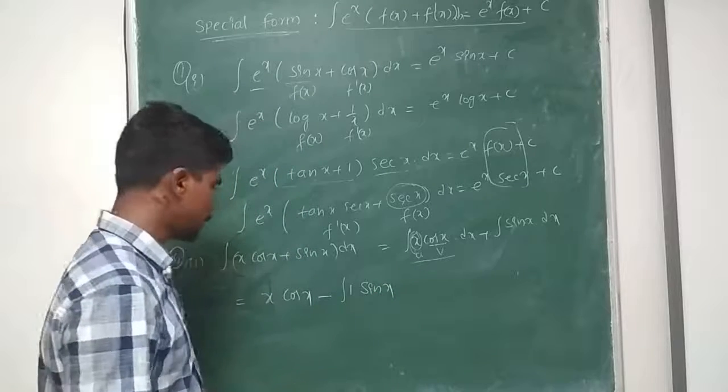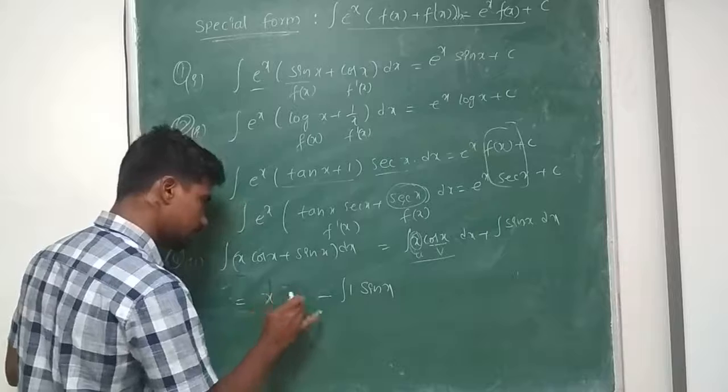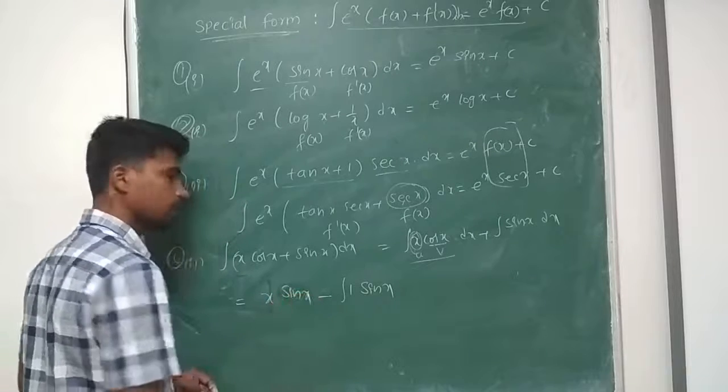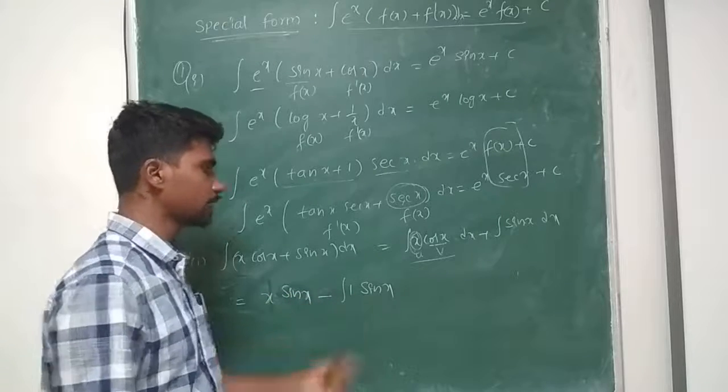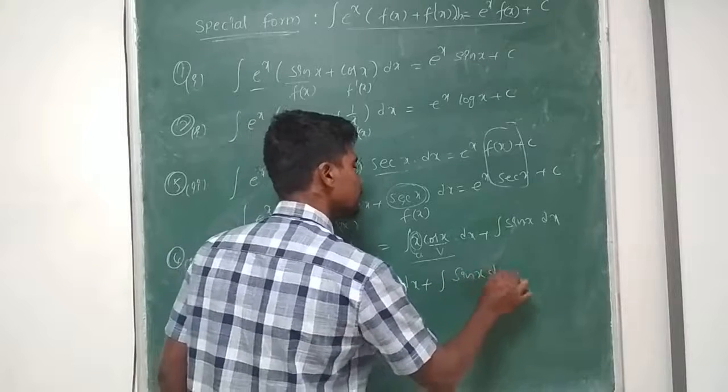Once again, going back: u into integral v, the integral of cos x is sin x. You identify sin x. Okay. So x into sin x minus integral sin x dx plus integral sin x dx.